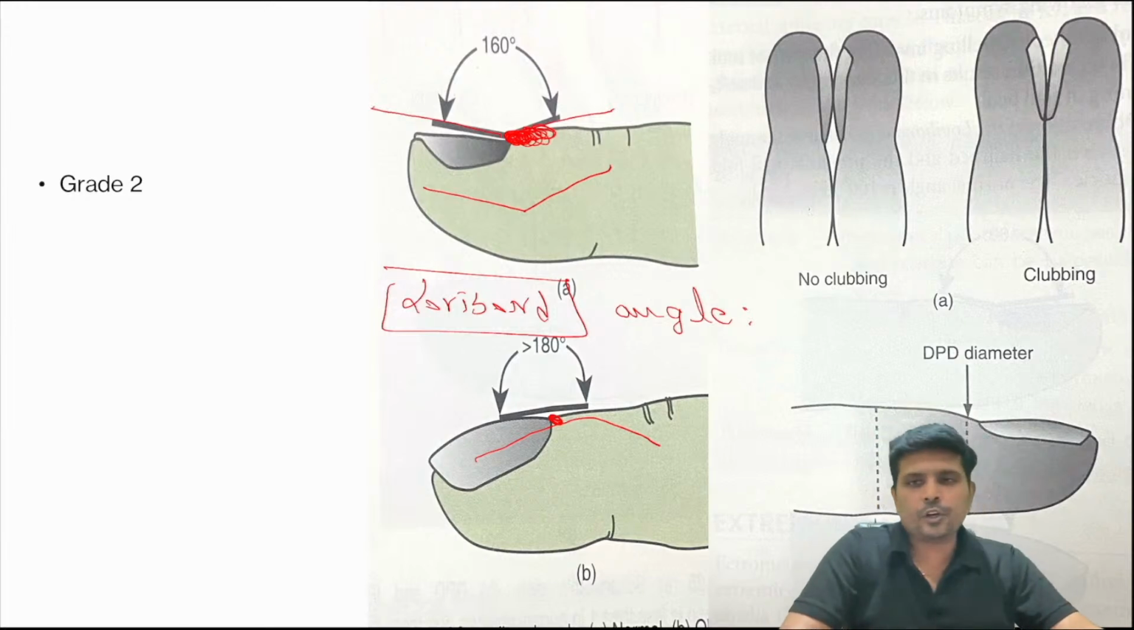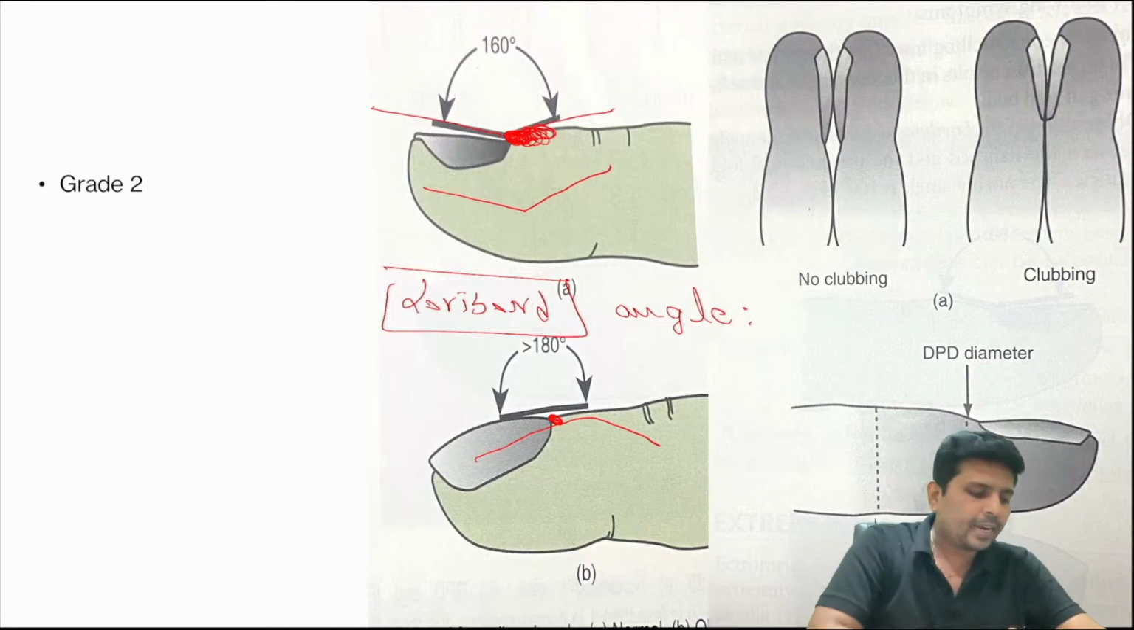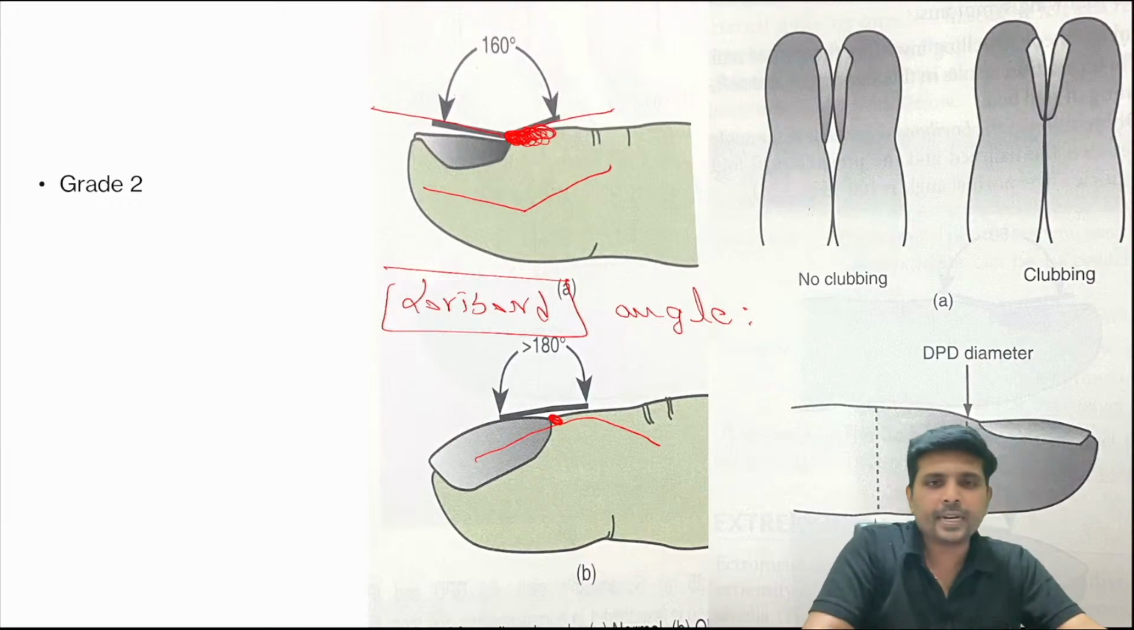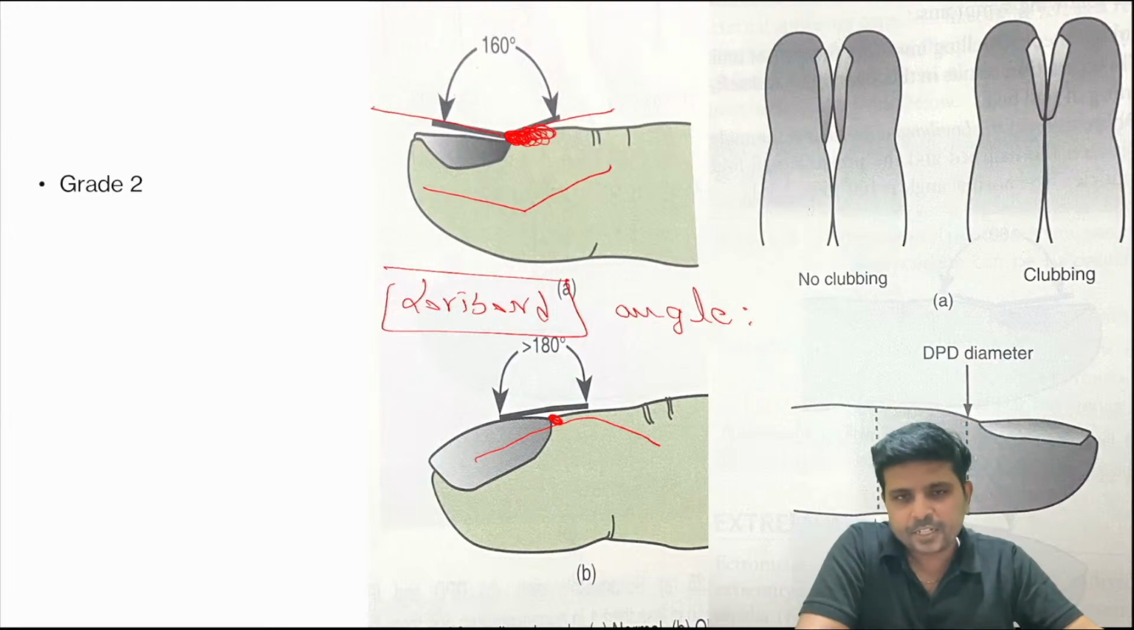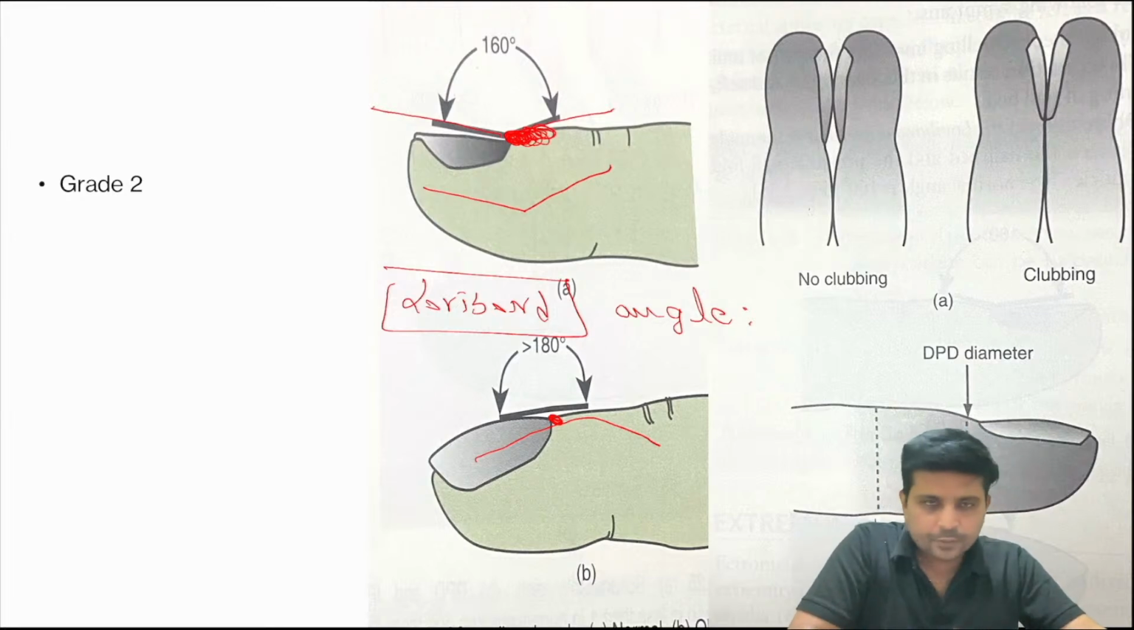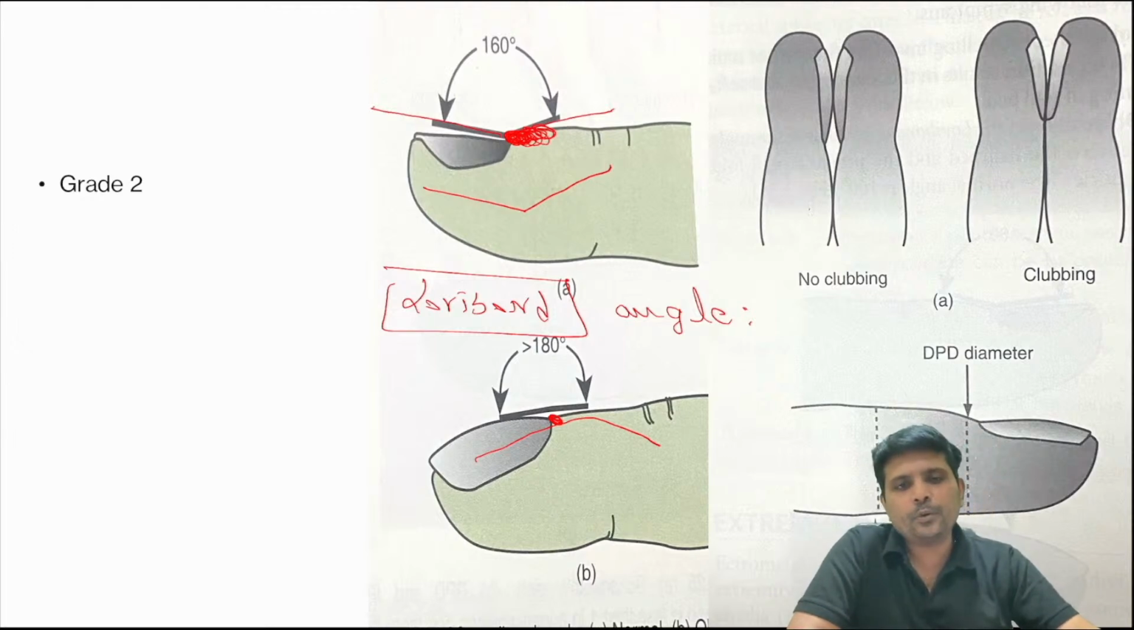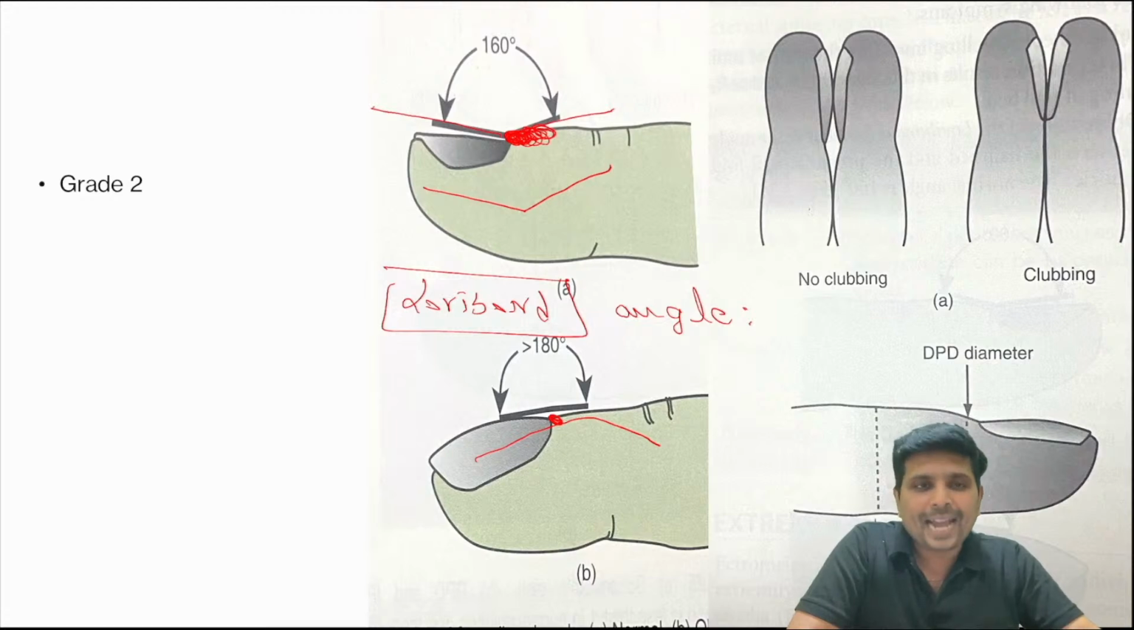So this angle is called the Lovibond angle. The normal Lovibond angle is 160 degrees, the angle formed between the nail plate and the nail bed. But when there is soft tissue enlargement, the angle becomes more than 180 degrees, and this is called loss of the Lovibond angle.